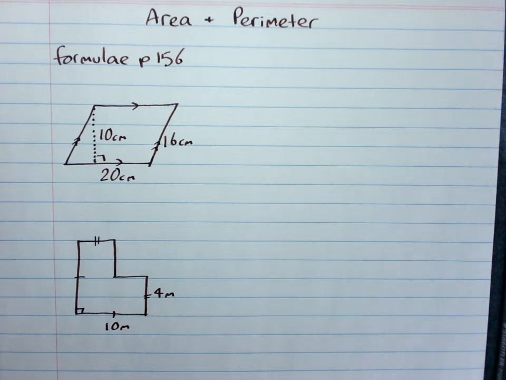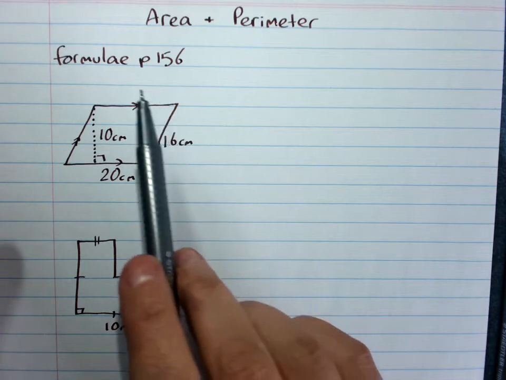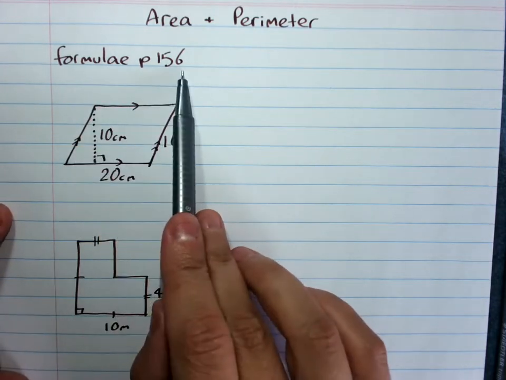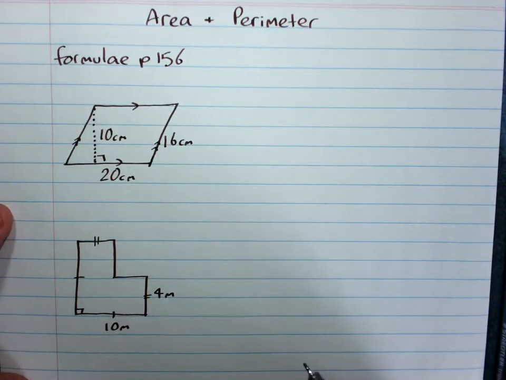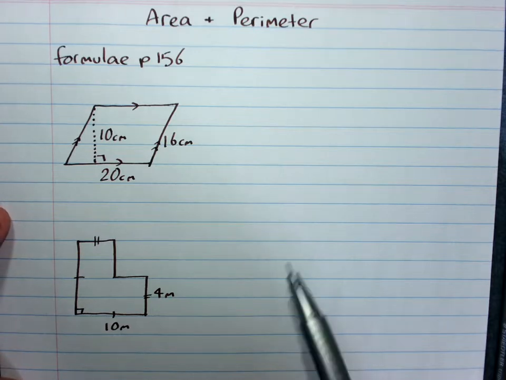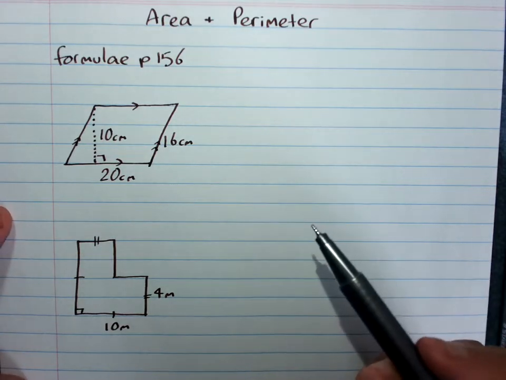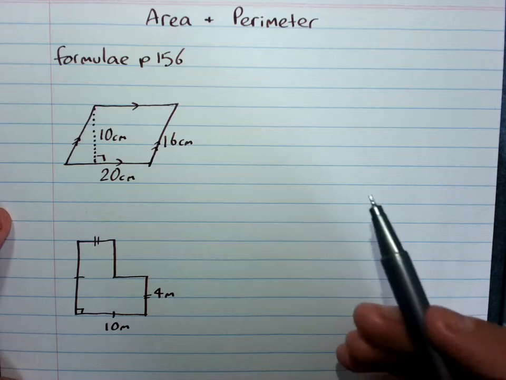Area and perimeter of basic and compound shapes. I won't go through all the formulas for basic shapes. They're on page 156 of the Year 11 Apps textbook. Perimeter, you'll remember, is the distance around the outside of a shape.